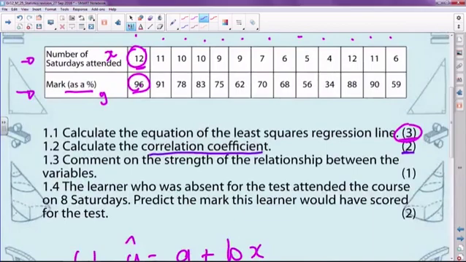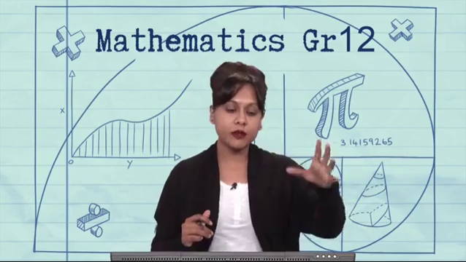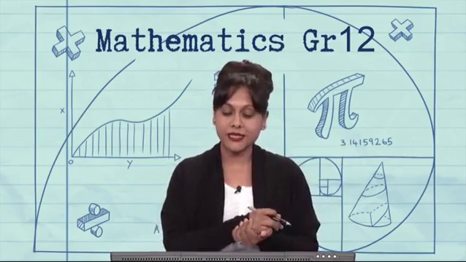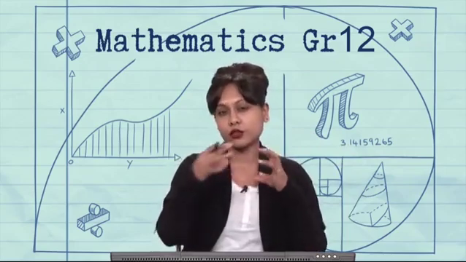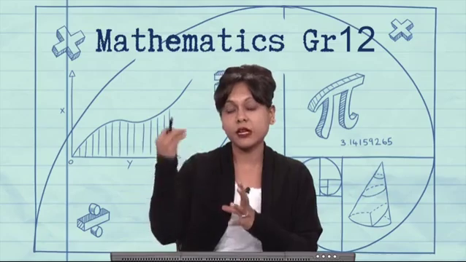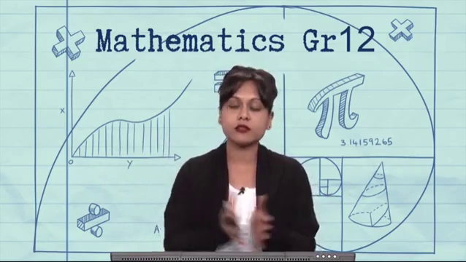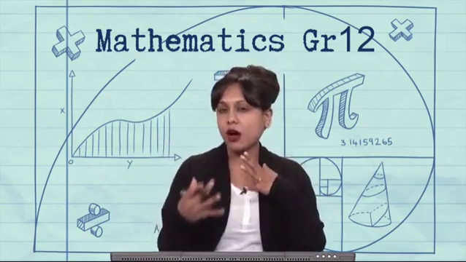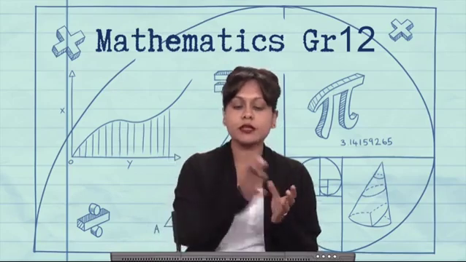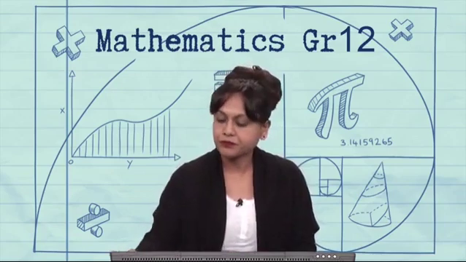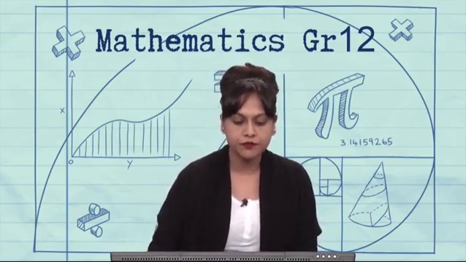However, the next one says, comment on the strength of the relationship between the variables. Now remember, the variables you're examining here are the number of Saturdays attended for this geometry course and the mark that the learners get. And we saw that the correlation between those two is a high positive, close to 1 number. It's 0,92. So therefore, to comment on the strength of the relationship, there's a strong positive relationship between the number of Saturdays attended and the mark obtained.